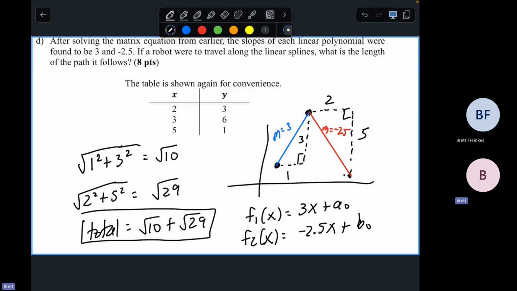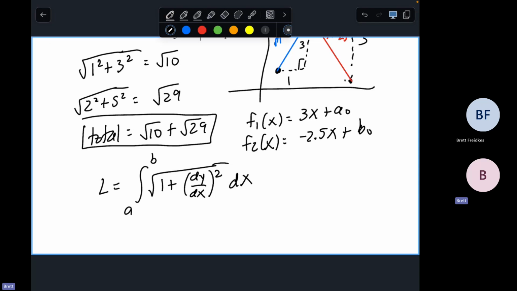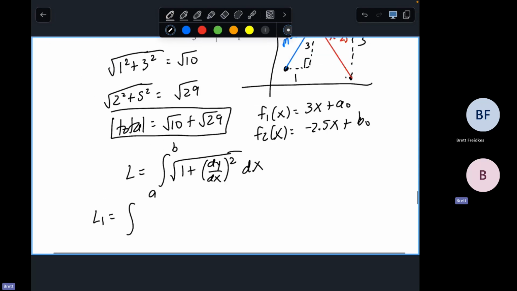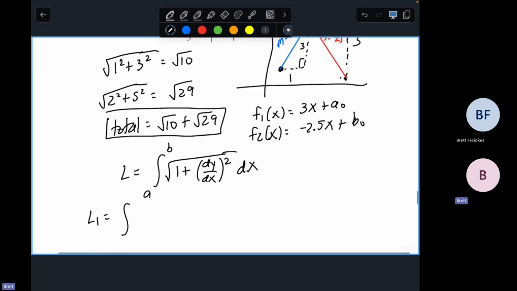No. Because if you look at the curve length equation, L is equal to the integral from a to b, the square root of 1 plus the derivative squared. That makes sense? So, what is, let's say, L1? That would be the integral from what to what for L1? From 2 to 3. That's where the first spline exists. This is the integral from 2 to 3.